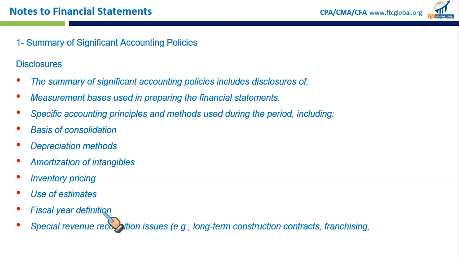Then we have some special revenue recognition issues. This means how the company recognizes revenue in complex situations like long-term construction contracts, or maybe leases. For example, if a company works on projects that last several years, they may state their policy this way: revenue from long-term construction contracts is recognized based on the percentage of completion method. That's how they need to disclose. These disclosures are important because they help anyone reading the financial statements understand how the company is managing and reporting its finances.